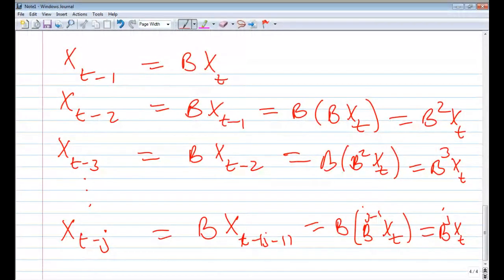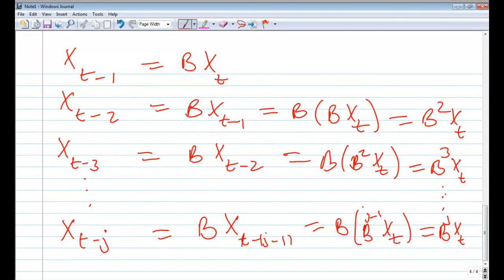Sir, is the j minus 1 inside the bracket? Yes, it's a one thing. So that's why we put it there. It's like j minus 1 is a b or something. All right. Thank you.